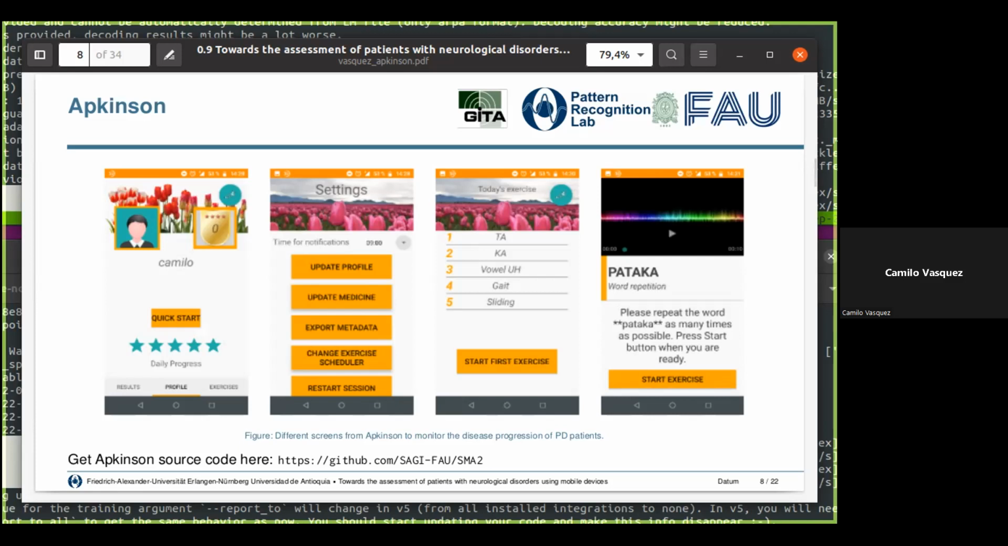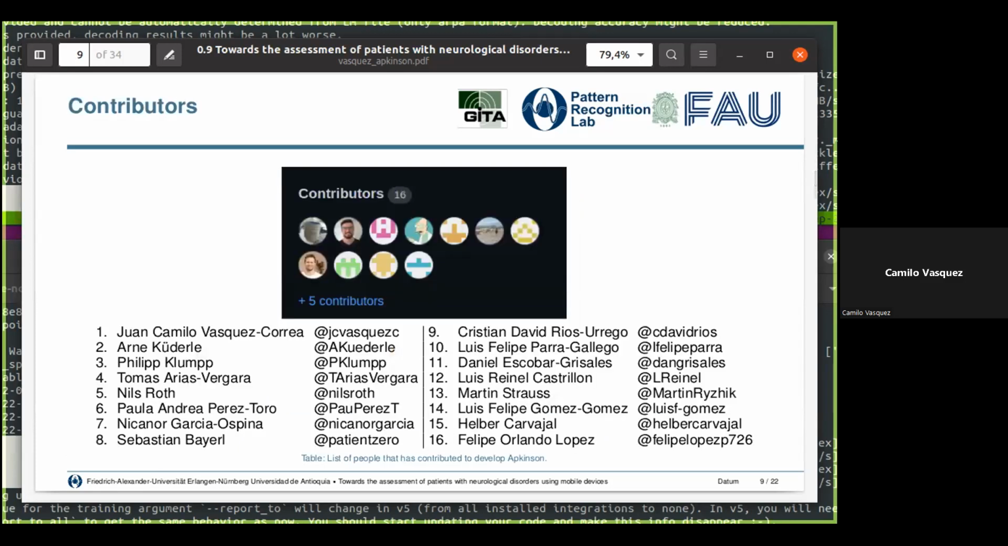It was a working project between two universities, the University of Erlangen in Germany and the University of Antioquia in Colombia. The app was developed by 8 graduate students from each university, who sat together within 2 workshops to develop the core components of the app. So I'd like to take the opportunity to acknowledge all of the contributors to the app.